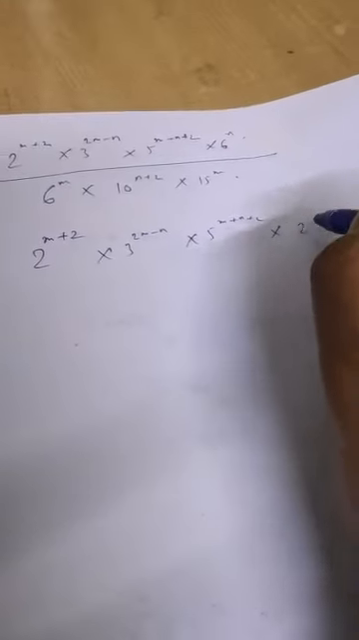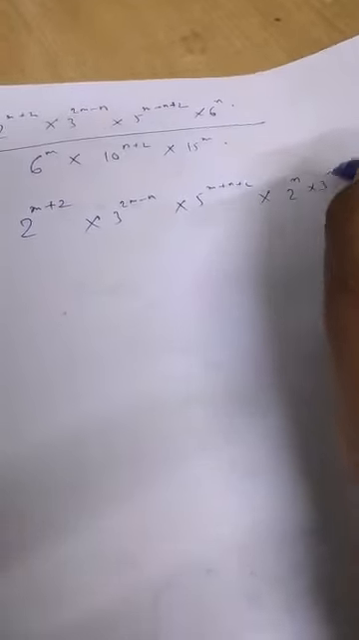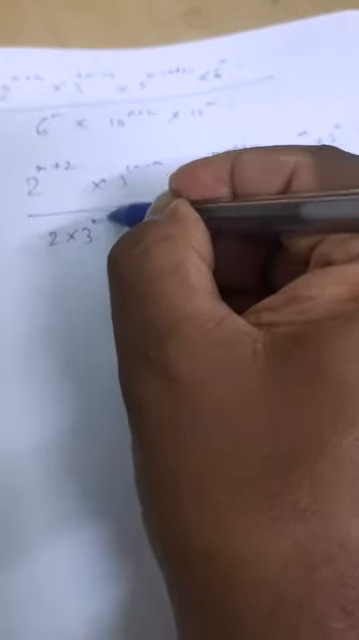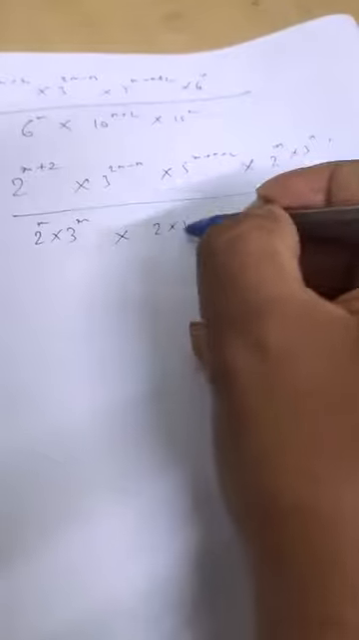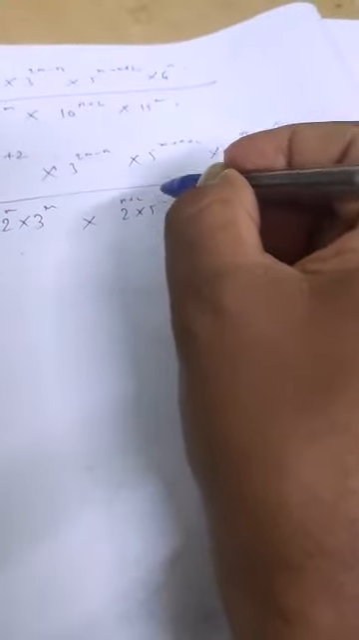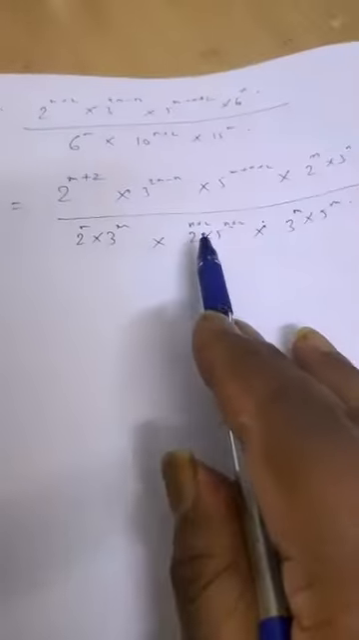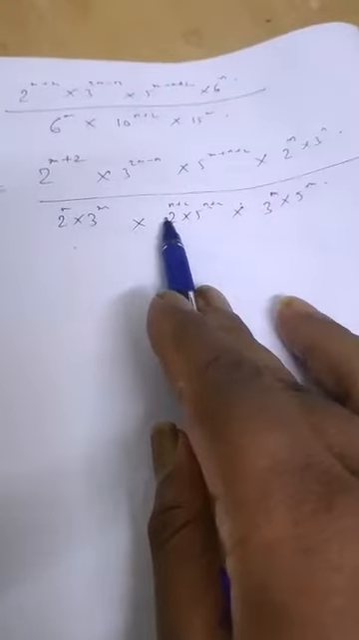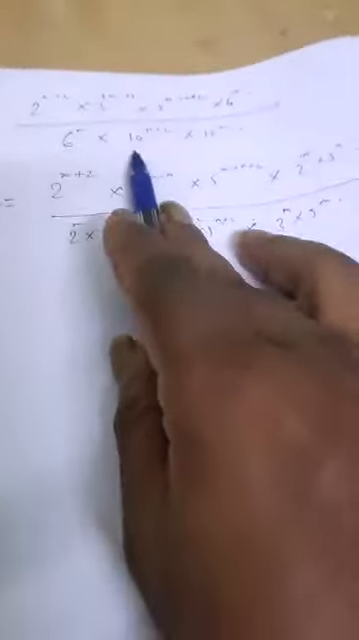6 we can write as 2 into 3, so 2 to the power n into 3 to the power n, divided by 6, which we write as 2 into 3, whole thing to the power m. 10 we can write as 2 into 5, to the power n plus 2. And 15 we can write as 3 to the power m into 5 to the power m. I have skipped one step, that is (ab) whole to the power n equals a to the power n into b to the power n. For 10, I should first write (2 into 5) whole to the power n plus 2, but I have directly written this step.